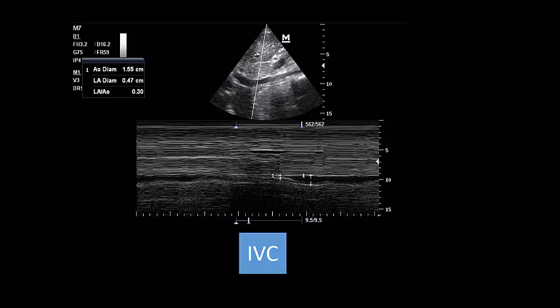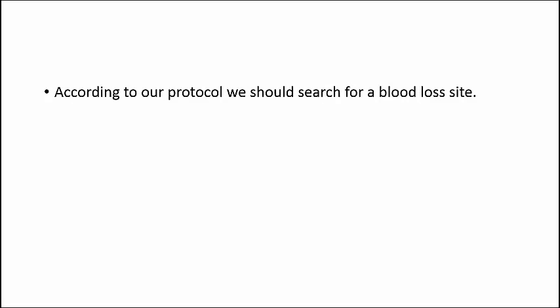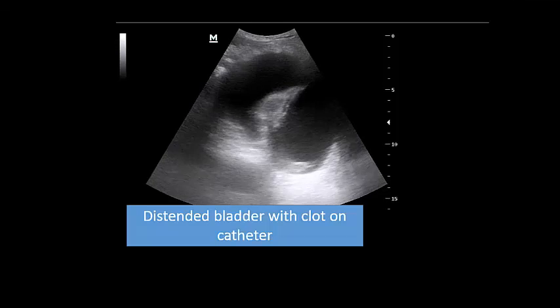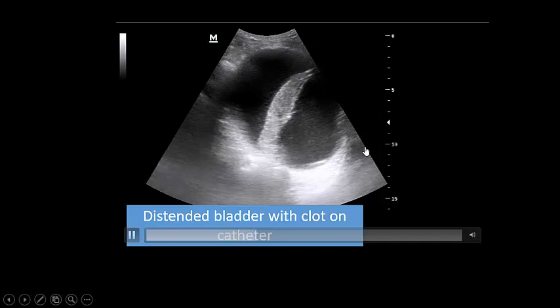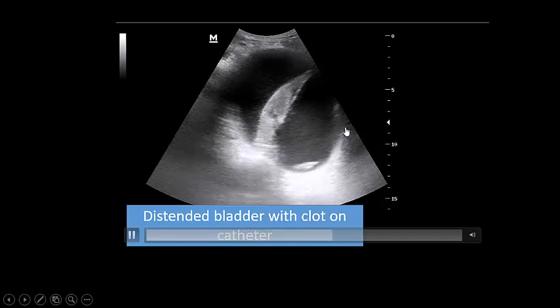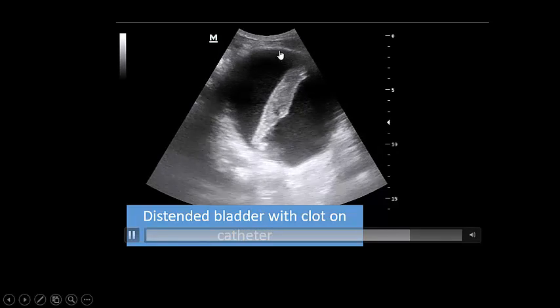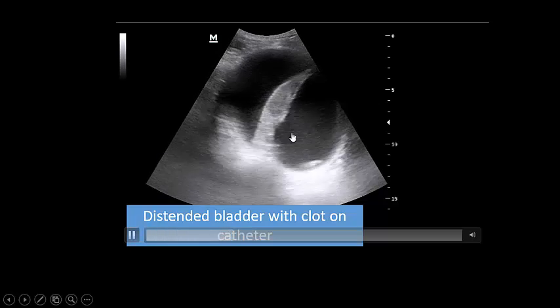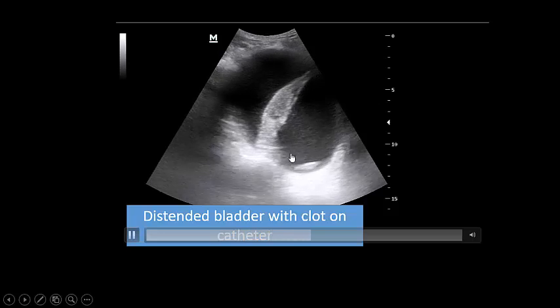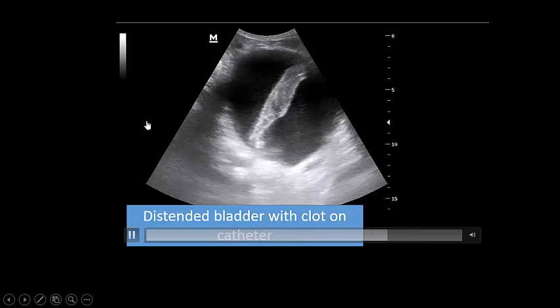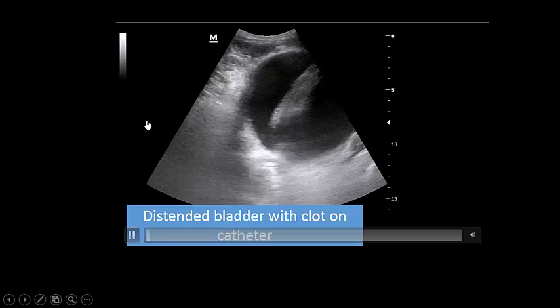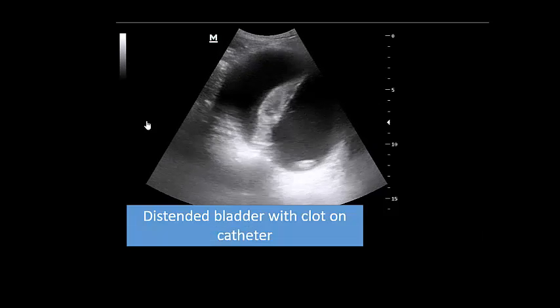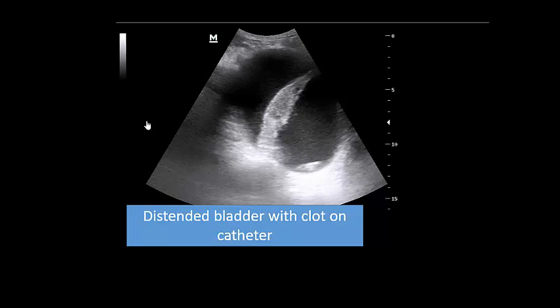In our patient, we search for a blood loss site, probably in the bladder. Here is the bladder of our patient, full of turbid fluid, most probably blood, with a catheter. There are clots around the catheter, and there is hematuria. So, the bladder is the source of blood loss in this patient. What else?